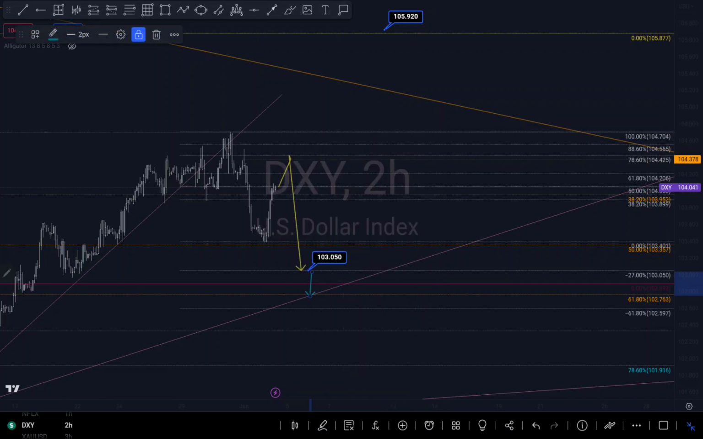Yep, so that is what I am thinking overall. Then maybe after touching this trend line, we might now continue to push up to the next target, which is this trend line right here. But we just have to see how that plays out.